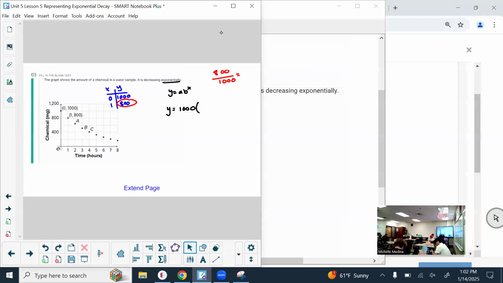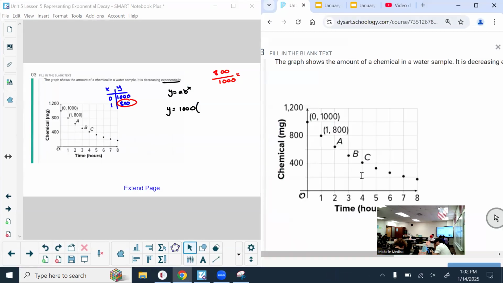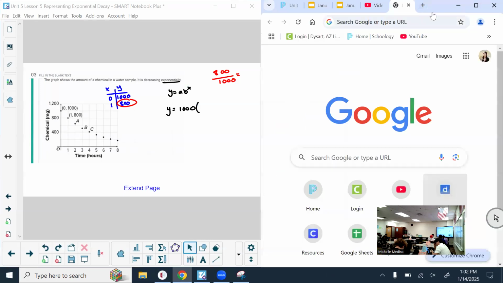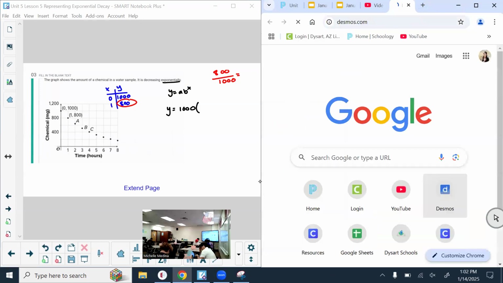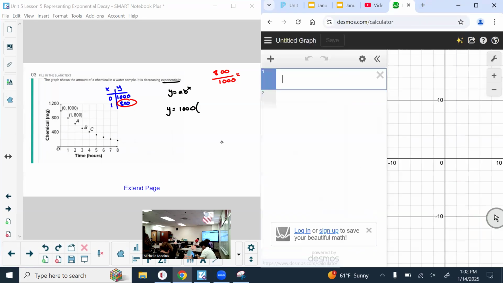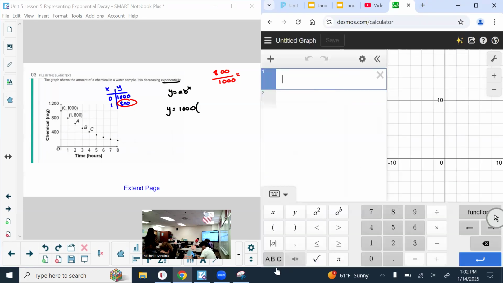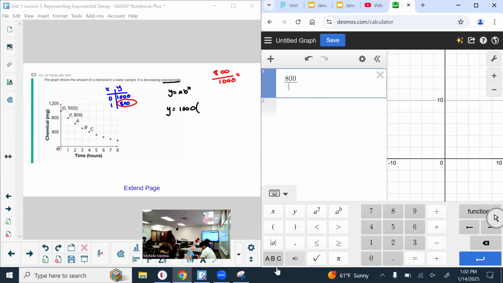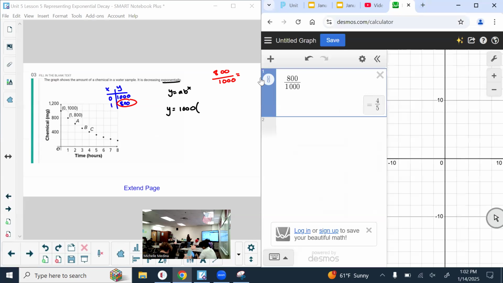And I said I would show you, but then I didn't. But here's what it would look like in Desmos. So I took a number, divided it by its previous number. So 800 divided by 1,000. And if I want the decimal, that should work just fine. If I want the fraction simplified, then it's 4/5. Okay, I'm going to use the decimal, 0.8.